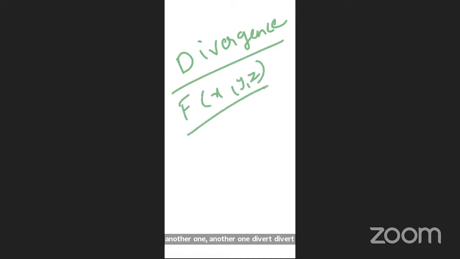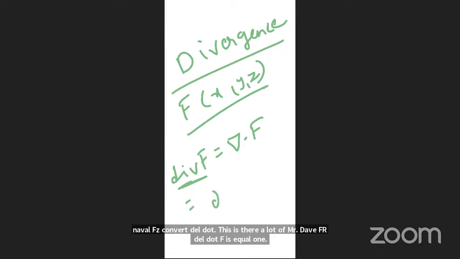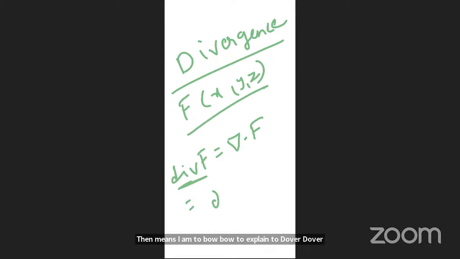And again, another one: divergence. The divergence of a vector field f of x comma y comma z is a scalar valued function. Then the divergence of f, div f, is equal to del dot f. Del means i into dou by dou x plus j into dou by dou y plus k into dou by dou z. Now f is the vector field f of x comma y comma z.